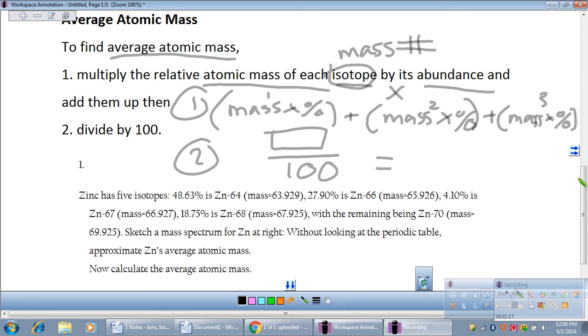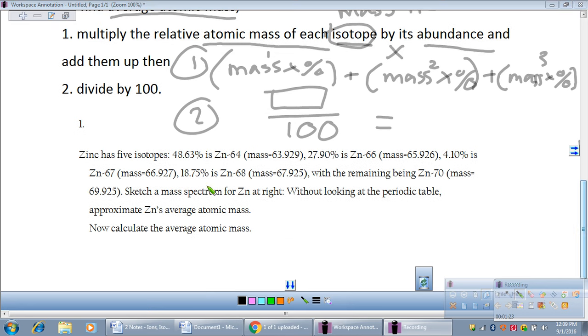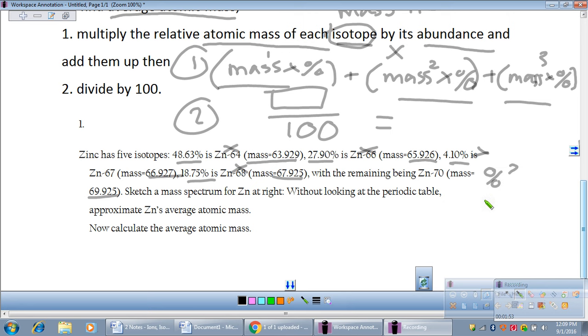So let's do an example together. Zinc has 5 isotopes. That means we're going to be doing this 1, 2, 3, 4, 5 times. So for every isotope, we need to take its mass number and multiply it by its percent abundance. Mass times percent. And this one here gives us a mass, but we don't have a percent yet. So we'll come back to that.